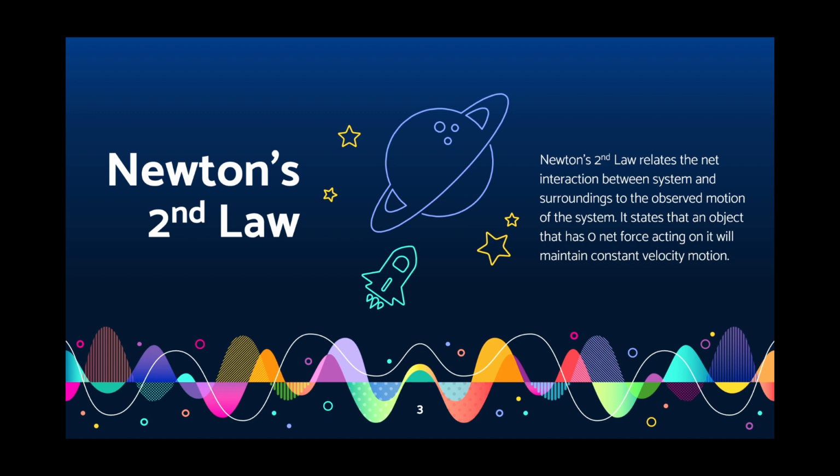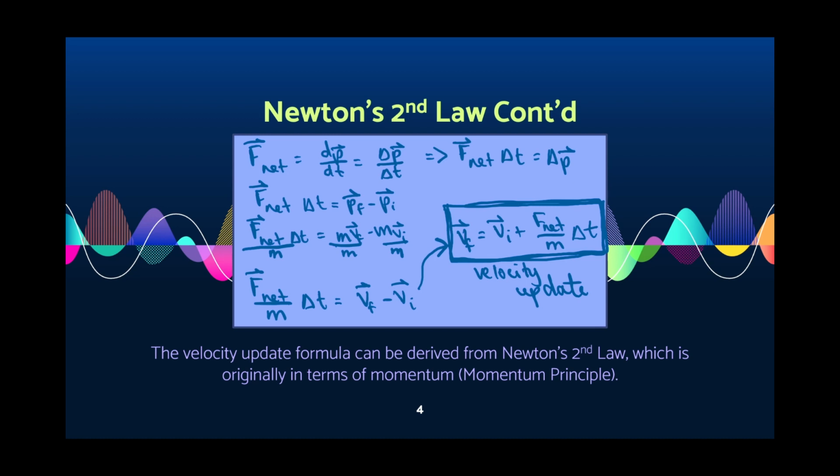To elaborate on this, Newton's second law states that an object that has zero net interactions will maintain a constant velocity motion. The velocity update formula, which I used in creating a computational model of the expo marker's position, can be derived from Newton's second law. After writing in terms of final and initial momentum, I divided both sides of this equation by mass. Then, adding initial velocity to both sides results in the velocity update formula.